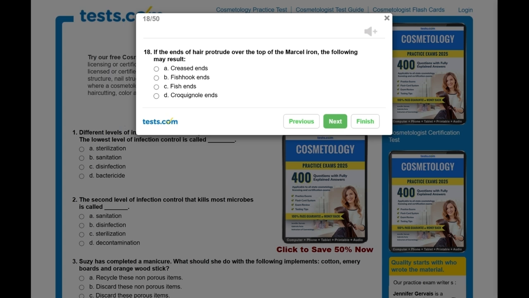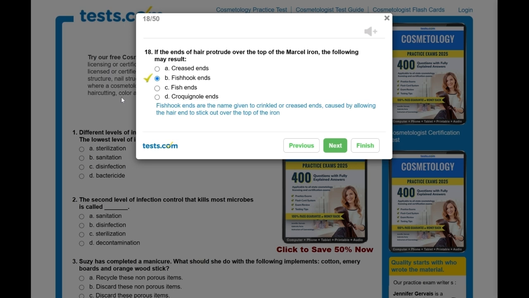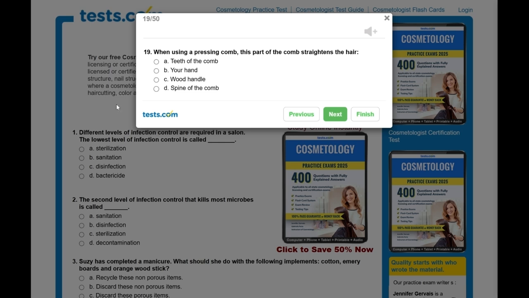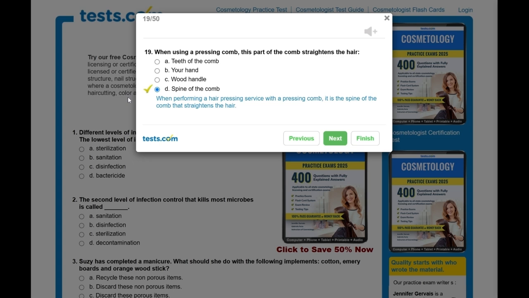Question 18. If the ends of hair protrude over the top of the Marcel iron, the following may result. A. Creased ends. B. Fishhook ends. C. Fish ends. D. Crokinole ends. B. Fishhook ends. Fishhook ends are the name given to crinkled or creased ends, caused by allowing the hair end to stick out over the top of the iron. Question 19. When using a pressing comb, this part of the comb straightens the hair. A. Teeth of the comb. B. Your hand. C. Wood handle. D. Spine of the comb. D. Spine of the comb. When performing a hair pressing service with a pressing comb, it is the spine of the comb that straightens the hair.